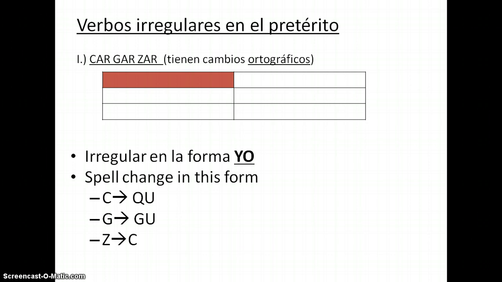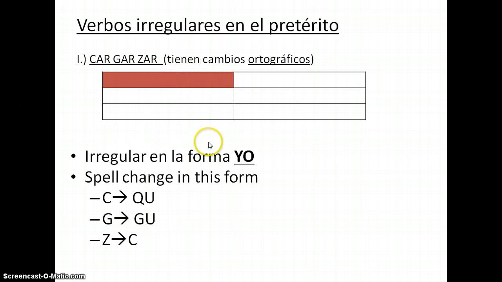Instead of memorizing a whole bunch of forms, when you're learning Spanish conjugations, it's important to look for patterns. One group of irregular verbs in the preterite tense have spelling changes, tienen cambios ortográficos. And the pattern that you look for are verbs that end in CAR, GAR, and ZAR. And the irregularity of this conjugation in the preterite tense only happens in the yo form. That's why it's highlighted here in the conjugation box.